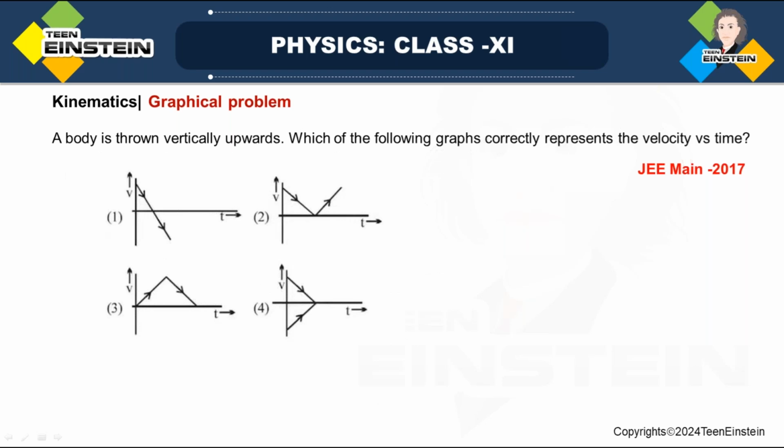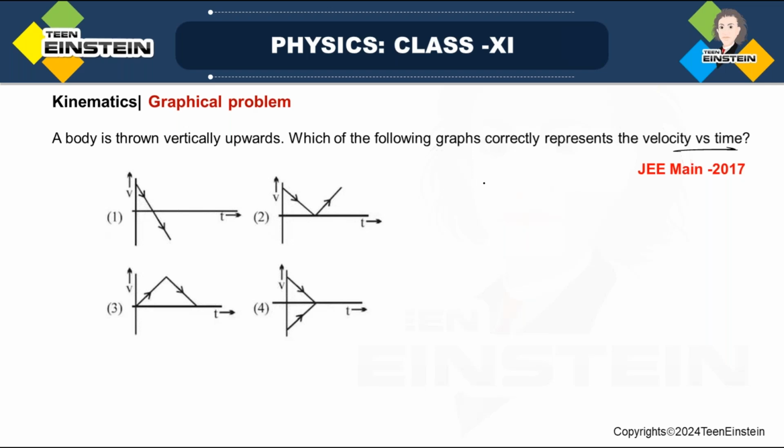So that's why I'm saying these are really typical. We have to go sometimes up to the mathematical end and then try to find out the answer. So here a body is thrown vertically upwards. Which of the following graphs correctly represents the velocity versus time graph?